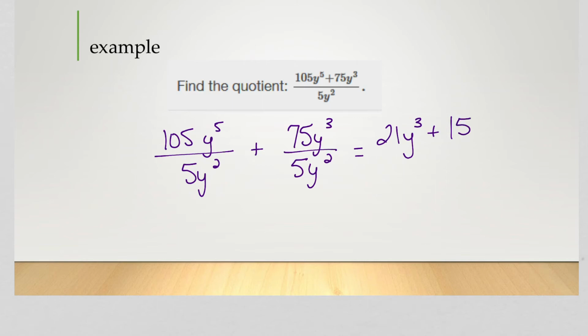And then y to the 3rd minus y squared. Remember, because 3 minus 2, whenever you're dividing, you have to subtract. So you've got y. All right, and we cannot combine these because they're not like terms. So this right here is our final answer.